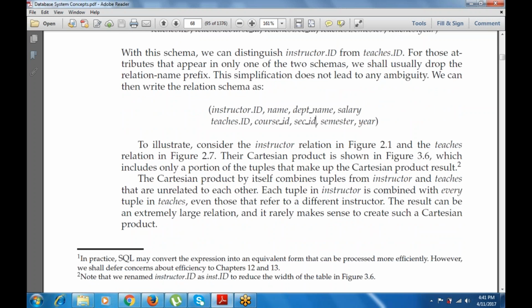So Cartesian product by itself combines the tuples from the instructor and teachers that are unrelated with each other. Each tuple in the instructor is combined with every tuple in the teacher.